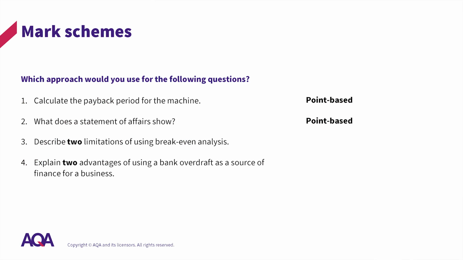The first two questions have either only one correct answer or very limited responses that could be correct, so it would be appropriate to mark using a point-based approach. Questions 3 and 4 can be correctly answered in a number of different ways and therefore are best marked using a levels of response approach.